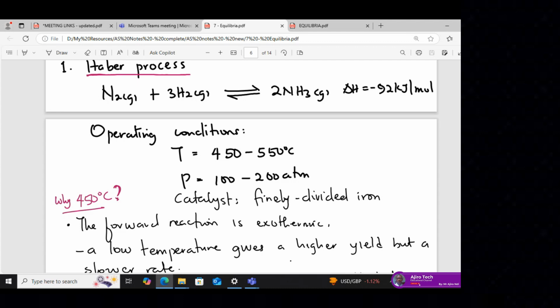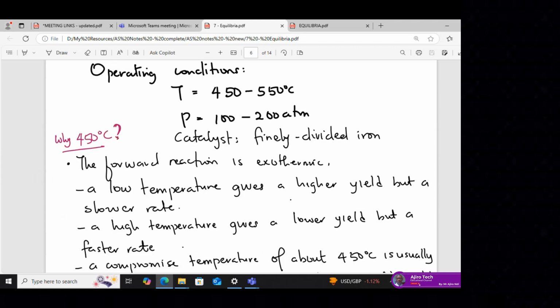450 degrees Celsius. Pressure is 100 to 200 atm. The catalyst is finely divided iron catalyst. Now, why do we choose 450 degrees Celsius? Can you read for me?